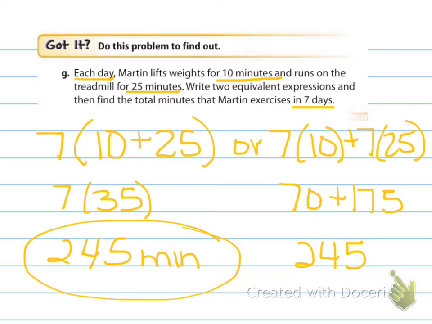All right, here are the 2 separate ways of writing it. Doesn't matter which order you put it in. One of them is where I do 7 times and I combine the 10 minutes and 25 minutes together in parentheses. Or I could figure out how much I have of each day and then add them together. So I could do 7 times the 10 minutes of lifting weights plus 7 times the 25 minutes on the treadmill and then add those 2 amounts together. And either way, the total answer is going to be 245 minutes spent in 7 days exercising.